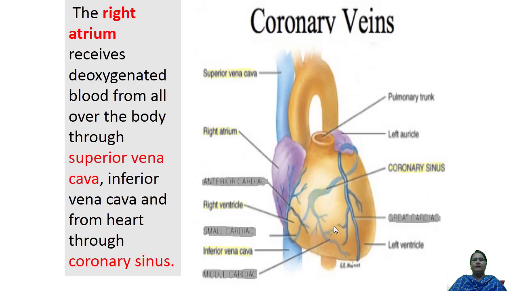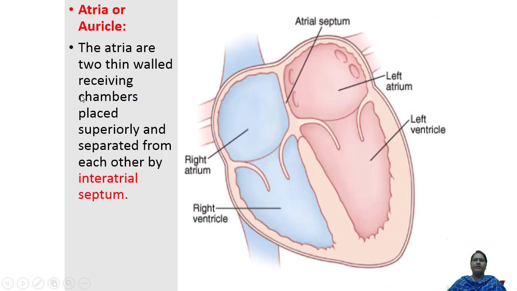Now we shall see what is atria. Okay, this is atrium. Atria or auricle. The atria are thin-walled receiving chambers placed superiorly and separated from each other by the interatrial septum. Okay, they are separated. This is the atrial septum, which separates left and right.